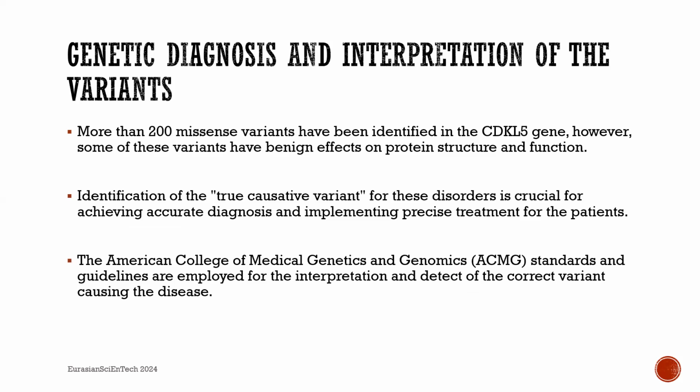Today, more than 200 missense variants have been identified in the CDKL5 gene in the ClinVar database. However, some of these variants have benign effects on protein structure and function. So identification of the true causative variant for these disorders is crucial for achieving accurate diagnosis and implementing precise treatment for the patients. Here we are using the American College of Medical Genetics and Genomics, ACMG, standards and guidelines for the interpretation and to detect the correct variant which is causing the disease.